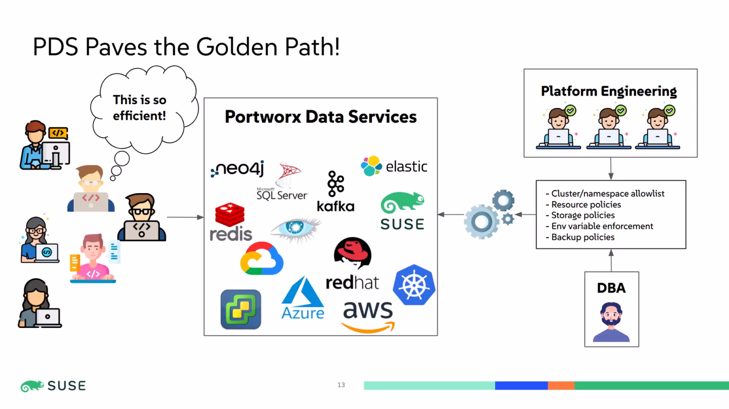So we like to say that PDS paves that golden path around data services on Kubernetes. We allow platform engineering and DBA teams to do things like only authorize data services to be deployed in a specific cluster or namespaces within that cluster. We can let the DBA enforce runtime variables to make sure that the data service is being configured and conforms with policies within your organization.